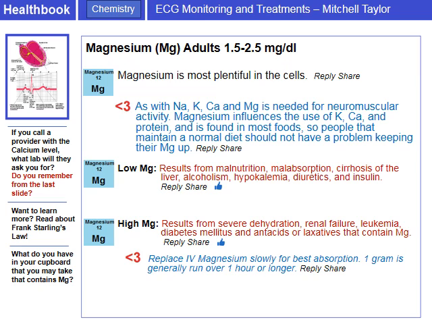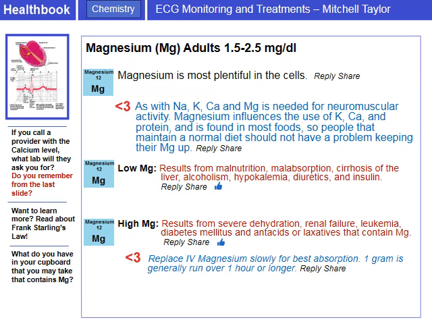So low magnesium: malnutrition, malabsorption. As long as you have a normal diet, you should have an adequate intake of magnesium. If it's high: severe dehydration, renal failure, antacids, laxatives. So that's something that's maybe common. People may utilize them. Just be careful of how frequently they're utilizing them or what's in those brands themselves.